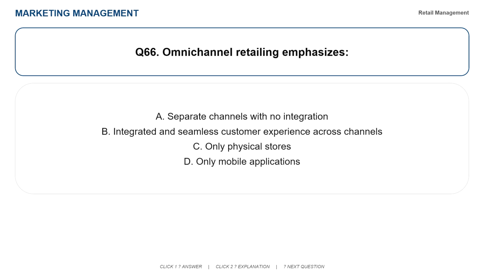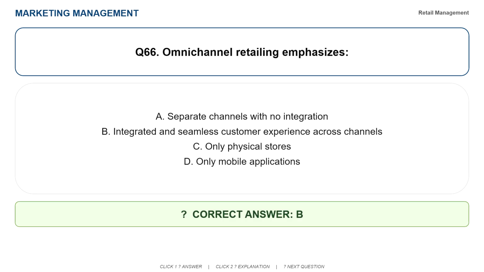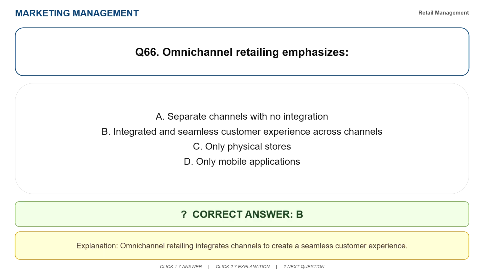Question 66. Omni-channel retailing emphasizes. Option A, separate channels with no integration. Option B, integrated and seamless customer experience across channels. Option C, only physical stores. Option D, only mobile applications. The correct answer is B. Explanation. Omni-channel retailing integrates channels to create a seamless customer experience.